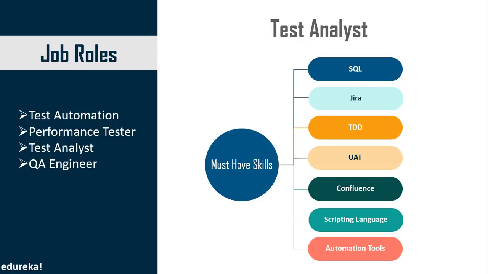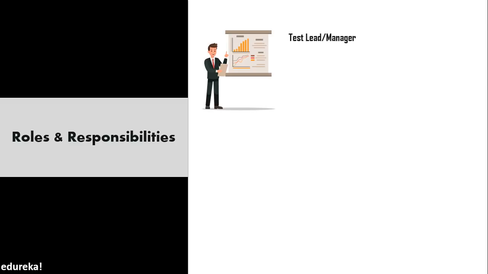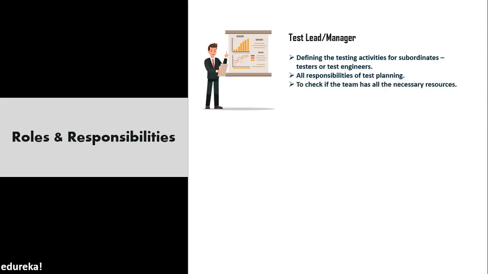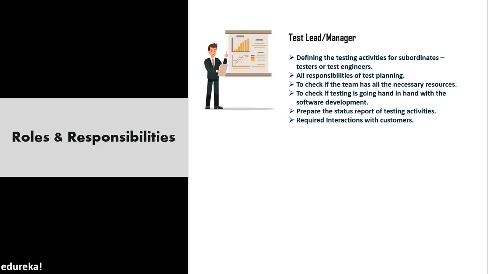Now that you know about the different job profiles, let's have a look at the roles and responsibilities of a test automation engineer. In software testing, every company defines its own level of hierarchy, roles and responsibilities. But on a broader level, you'll always find two levels in a software testing team. The first one is the test lead or manager. A test lead is responsible for defining the testing activities for subordinate testers or test engineers. All responsibilities of test planning, to check if the team has all the necessary resources to execute the testing activities, to check if testing is going hand in hand with the software development in all phases, and also to prepare the status report of testing activities. He is also responsible for required interactions with customers and updating the project manager regularly about the progress of testing activities.